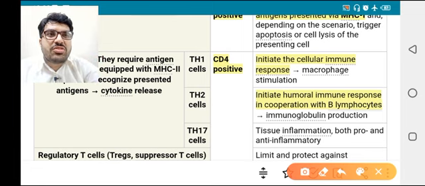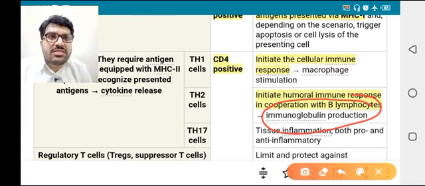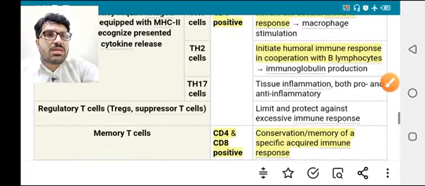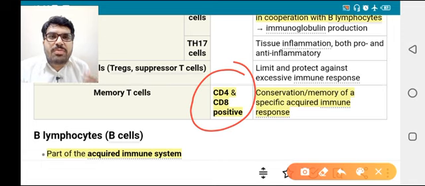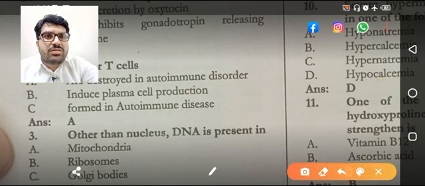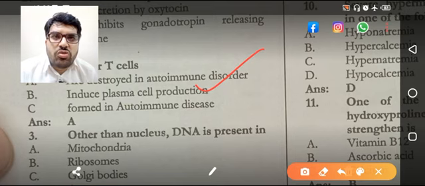They initiate the humoral immune response in cooperation with B lymphocytes in immunoglobulin production. If the option of cytokine formation is missing, then the next best option is immunoglobulin production. Memory T cells are both CD4 and CD8 positive. We have to limit our discussion to the MCQ. So the correct answer over here is induce plasma cells to produce antibodies. That is the right answer.